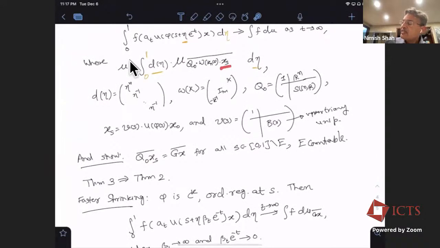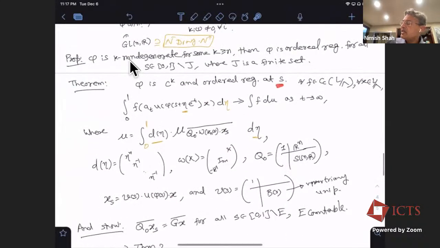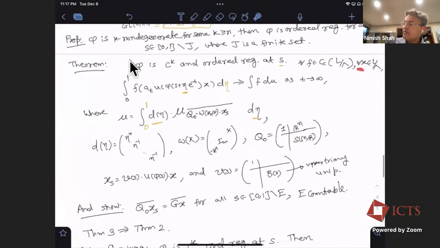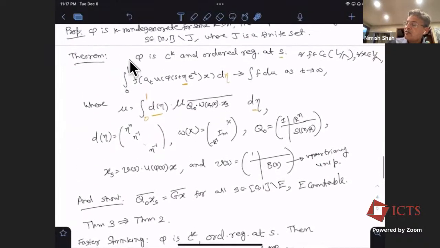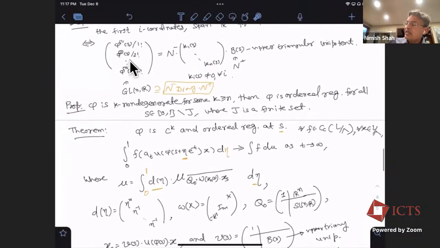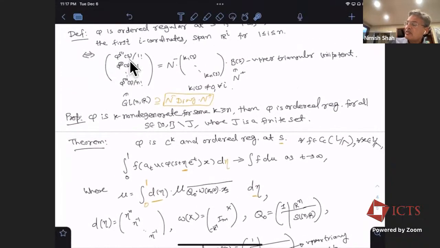And what is x_s? x_s is u(phi(s)) times x naught. It's not x naught, it's x. u(phi(s)) times x, because I have fixed this s here, and I'm taking any x in G mod Lambda. So you take this x, and you apply that to v(s). What is v(s)? v(s) is just 1, and you apply b_s on this side. This is an upper triangular unipotent matrix, and that unipotent matrix we obtained in this expression. There is some b_s.